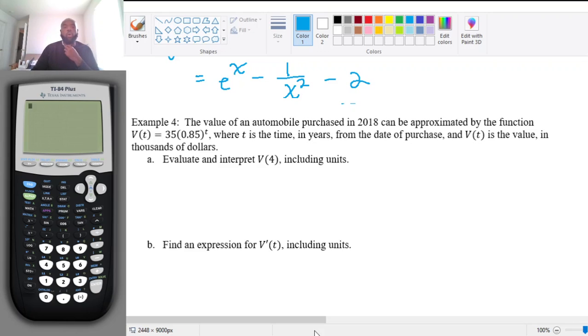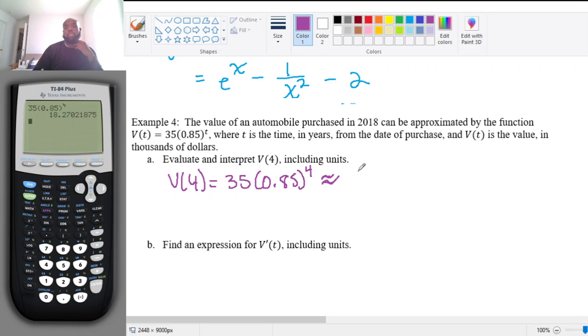Well, v of 4 is nothing more than evaluating that function at 4, right? And so what we can do here is say v of 4. That means we go and we plug in 4, where we see our input variable. And in our calculator, this is probably going to be a decimal. I'm going to round it to 3 decimal places, but I'm going to have 35 times 0.85 raised to the 4th power. I'm going to press enter, and that's approximately 18.270.